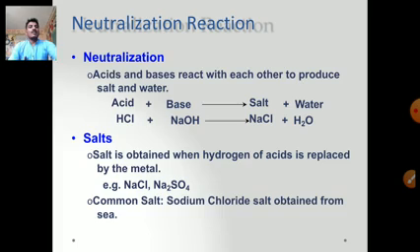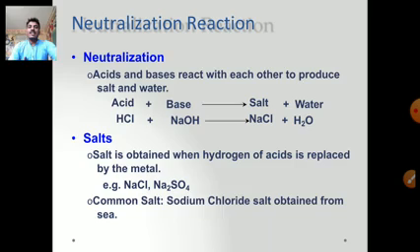And next one is neutralization reaction. What is neutralization? The acid and bases react with each other to produce a salt and water. This process we call a neutralization reaction. For example, acid plus base is converted into a salt plus water. Example, HCl, the hydrochloric acid, is one of the acids and NaOH is the base.